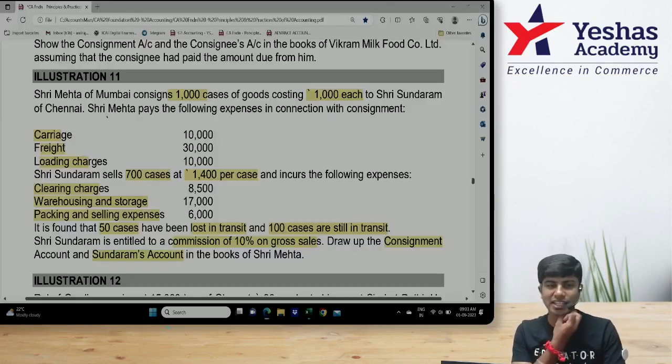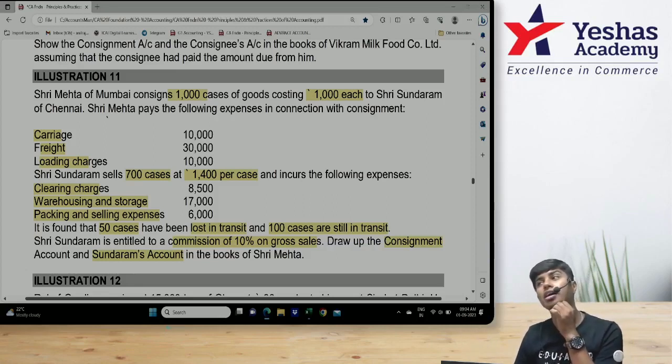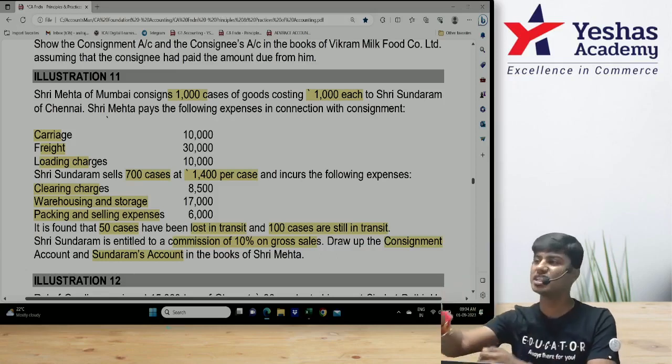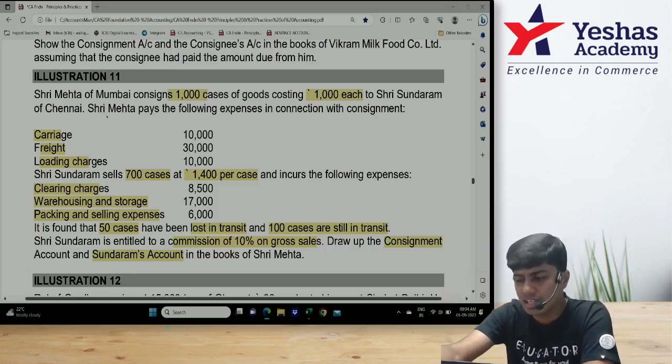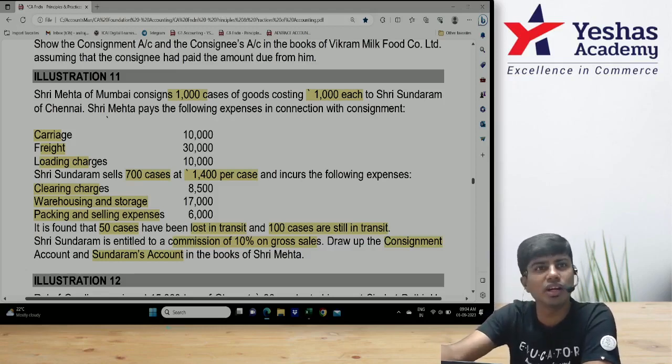From where is the consignor sending? Mumbai. Where is the consignee receiving? Chennai. Goods are still in Bangalore, not yet come to Chennai. Let's say it's coming by road. From Chennai railway station to the consignee's factory, he should incur transportation and loading expenditure. How will he incur that when the goods have not yet reached Chennai? After the goods come to Chennai, then he will do unloading, loading, transportation, everything.